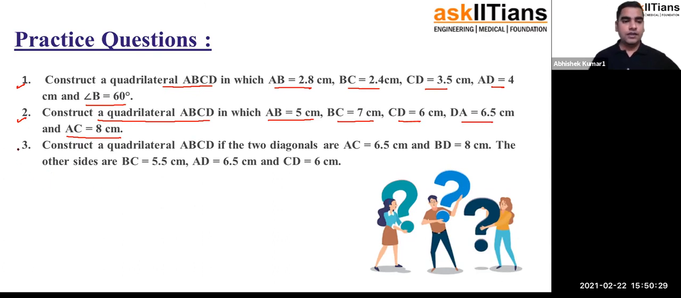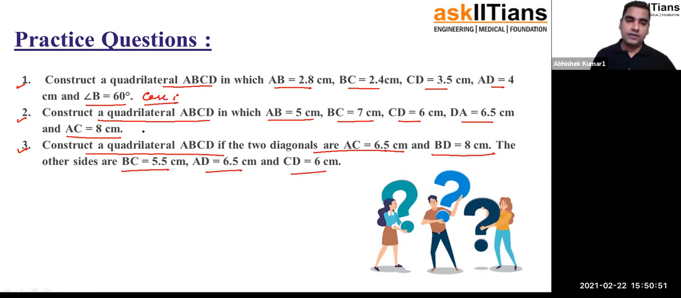In the third case, you have to construct a quadrilateral ABCD where both diagonals are provided: one diagonal is AC, the length is 6.5 centimeters, the other diagonal is BD, the length is 8 centimeters, and the lengths of three sides are also provided. So this is your case 3. This is your case 1, this is your case 2, and this is your case 3 that we discussed in today's session. And here, what's the note? Note is write steps of construction as well.